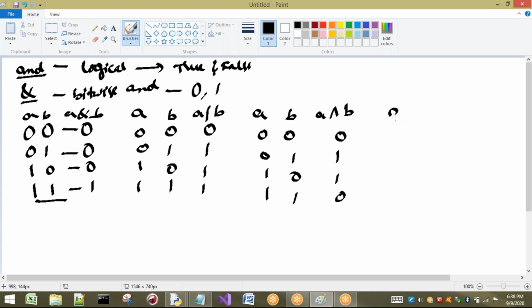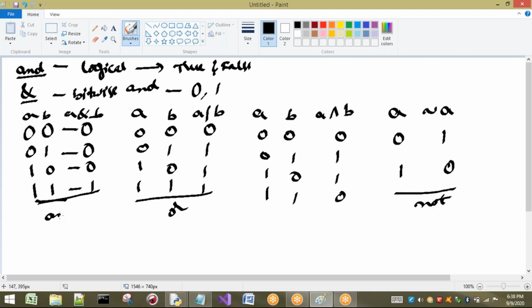Next one is complement. A value. 0 is there, 1 is there. Complement A. That means 0 becomes 1, 1 becomes 0. So if you see this case, see here, this case and this case, and this case, this is nothing but not, this is nothing but or, this is nothing but and.